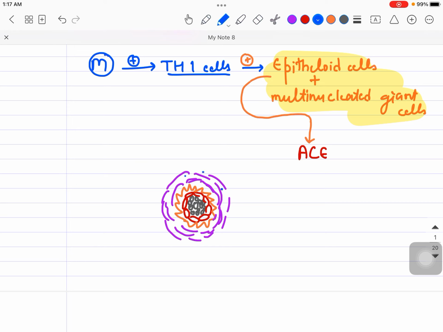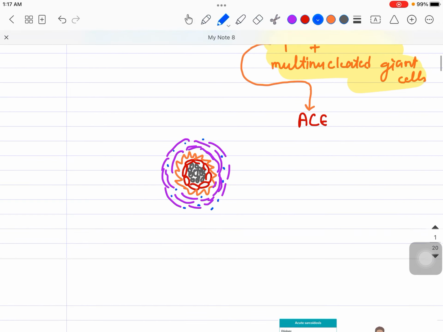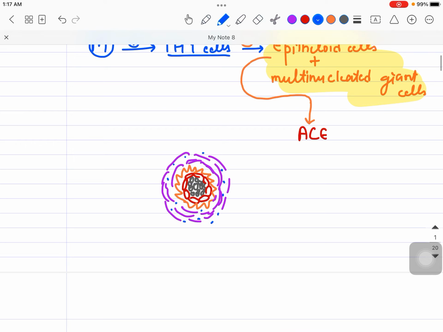Let's say these are the fibroblasts which I am showing you with the blue color dots. So this is the structure which I drew just now. This is your granuloma. And now this granuloma will be depositing in multiple systems.